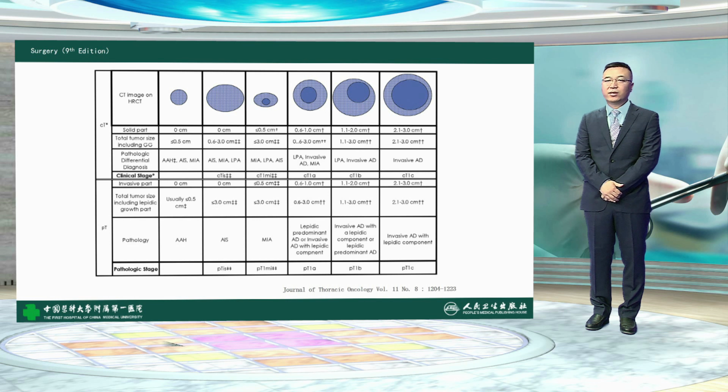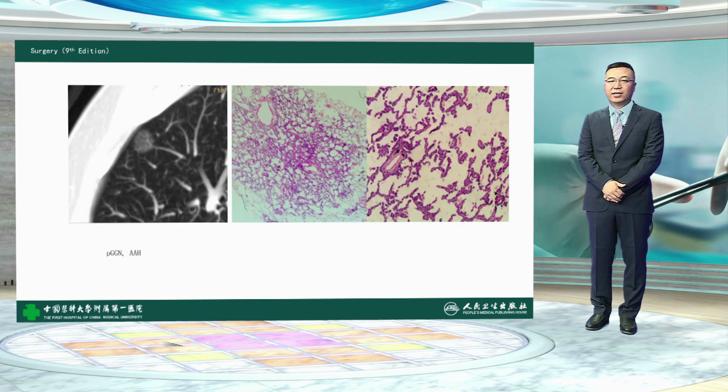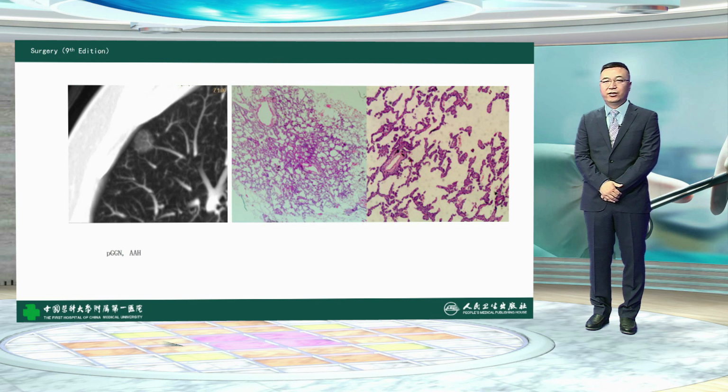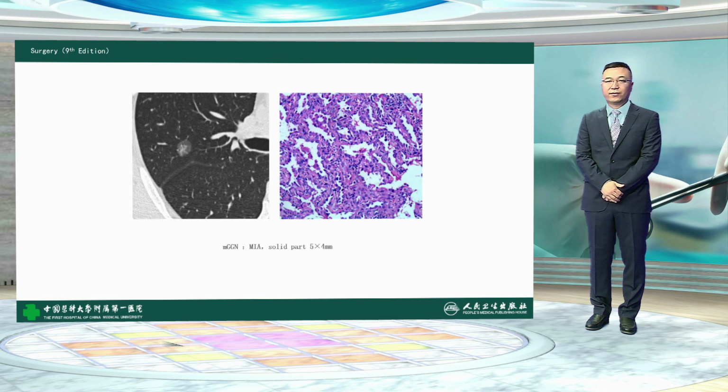This table shows the ground glass component, the solid component, and the relationship with the pathology of the nodule. The more solid components, the higher the malignant degree. This image shows the CT scan and the pathology of AAH. This is AIS. The tumor cells grow along the alveolar wall without stromal invasion. CT value is very low. And this is MIA. The solid part is about 5 millimeters in diameter.